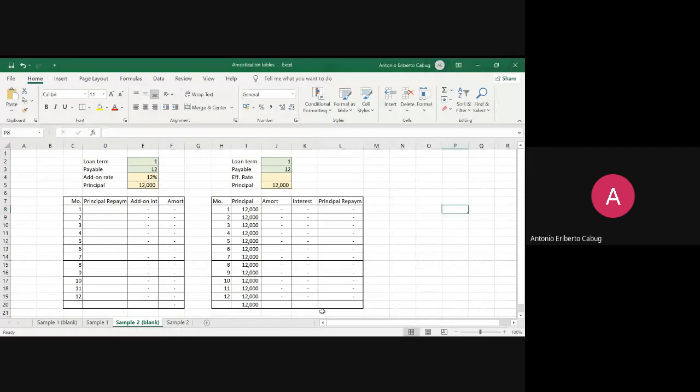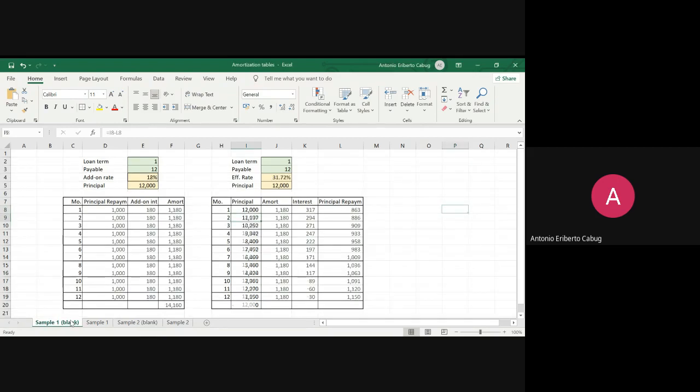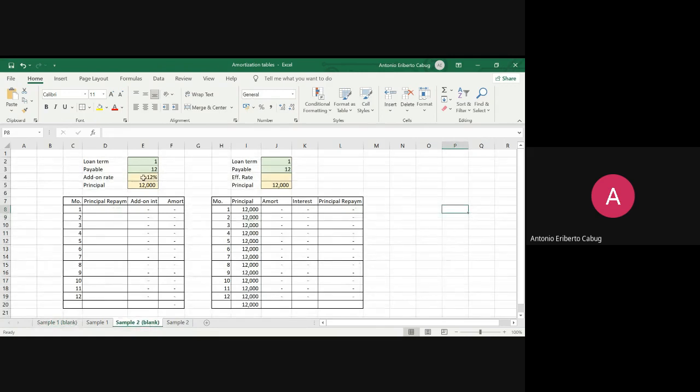Okay. So, titingnan ko ha kung tama yung gawa natin. What we did a while ago in the first sample, the loan term will always be 1 year and 12 months for purposes of the exam. A while ago, it was 18%. This time, it's 12%. The principal is still 12,000. Anong gagawin nyo? For each month in that 1 year loan equals 12,000, divided by 12 months per year.